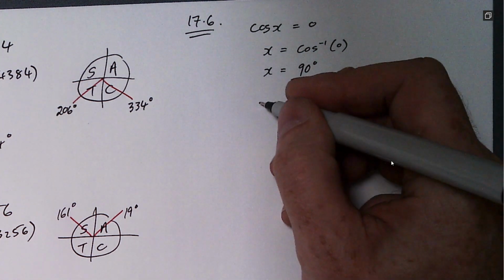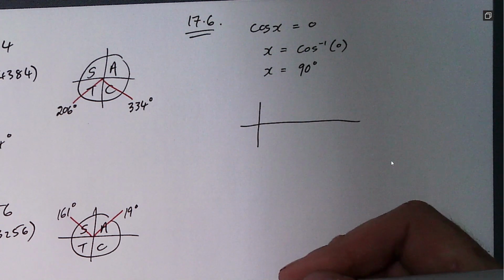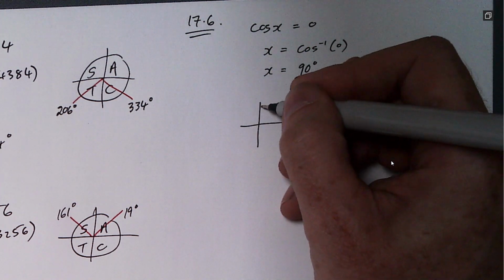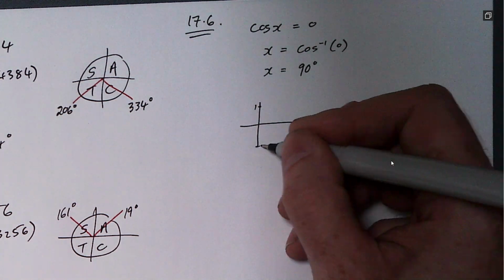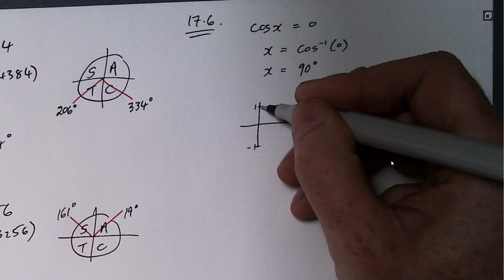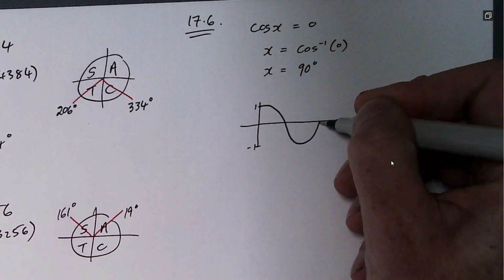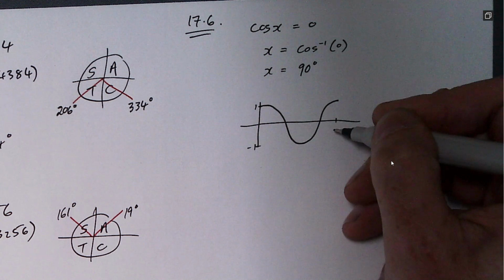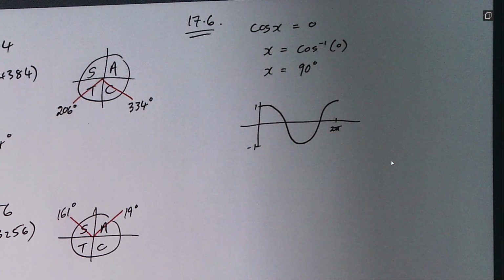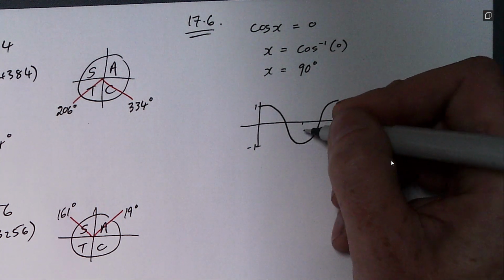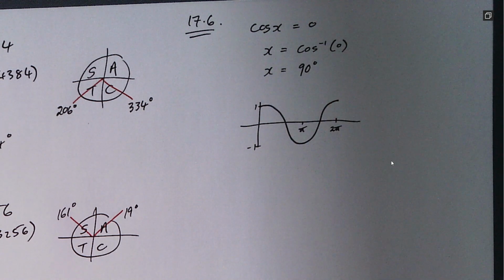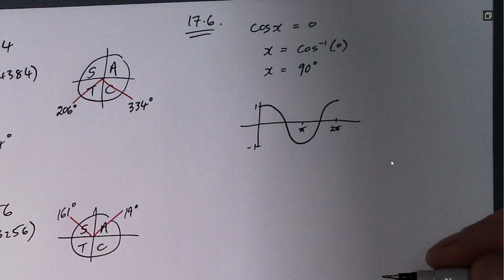Okay, now we're switching to the cosine graph. So just sketch the cosine graph. Right, so it starts at 1 and goes down to minus 1, and back at 2 pi, which is 360 degrees, and pi, which is 180 degrees, and so on. So that's the cosine graph.